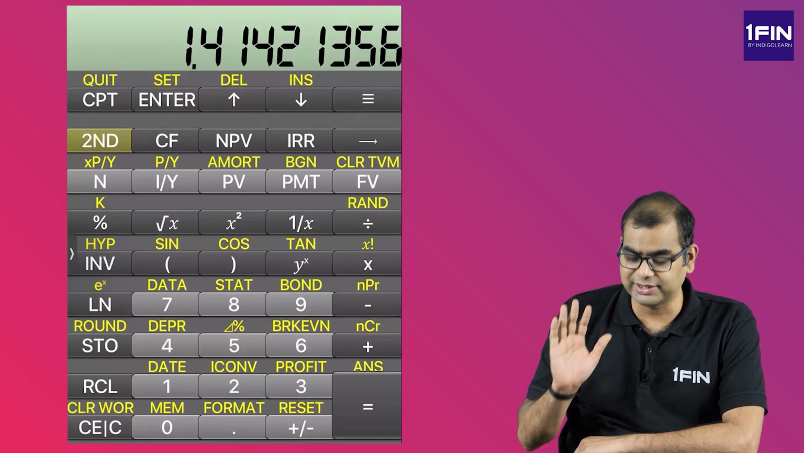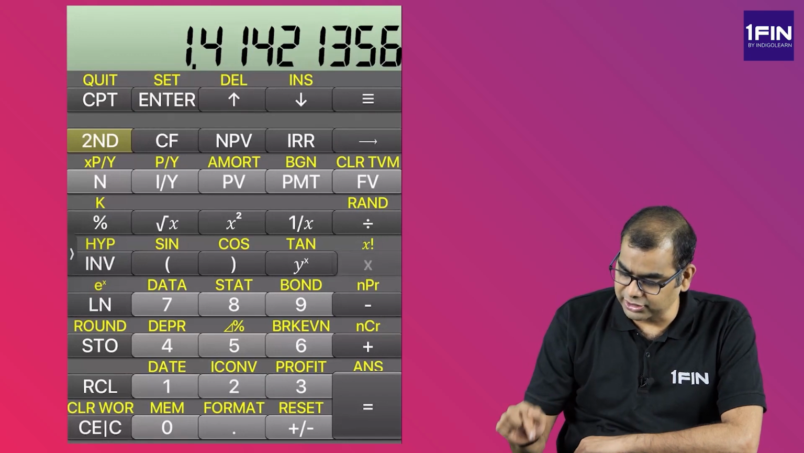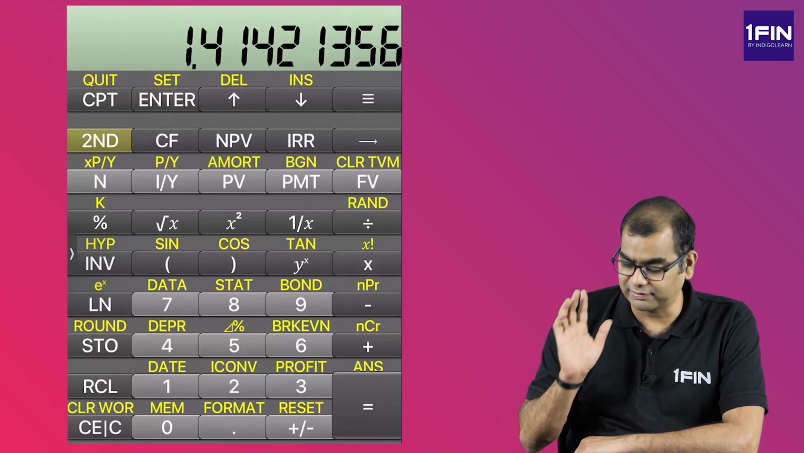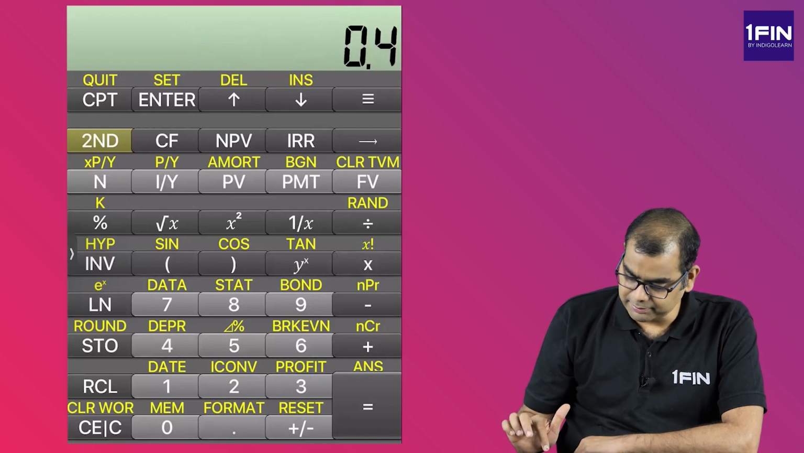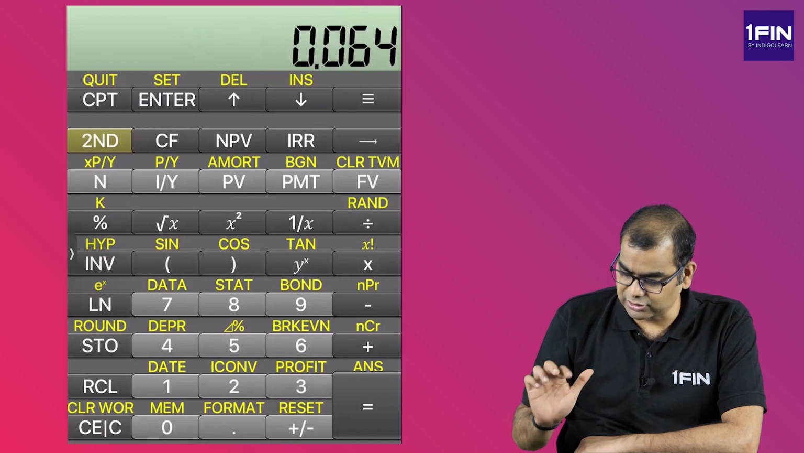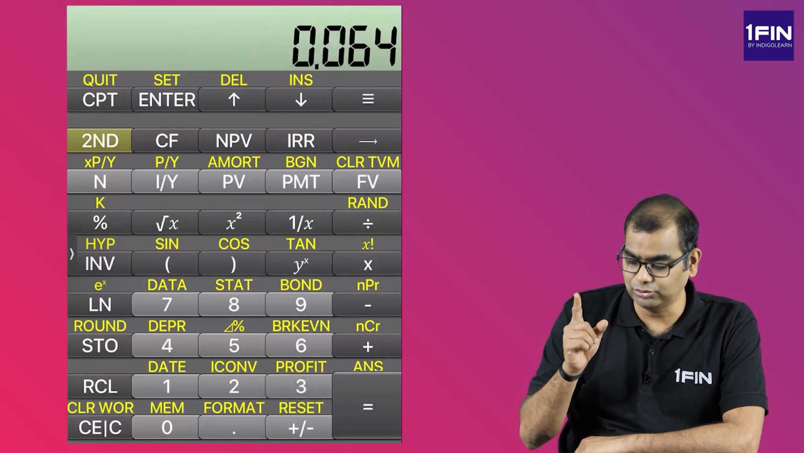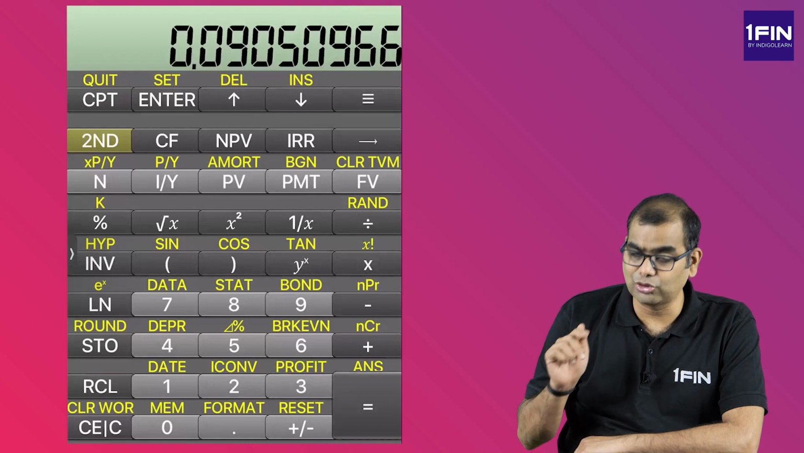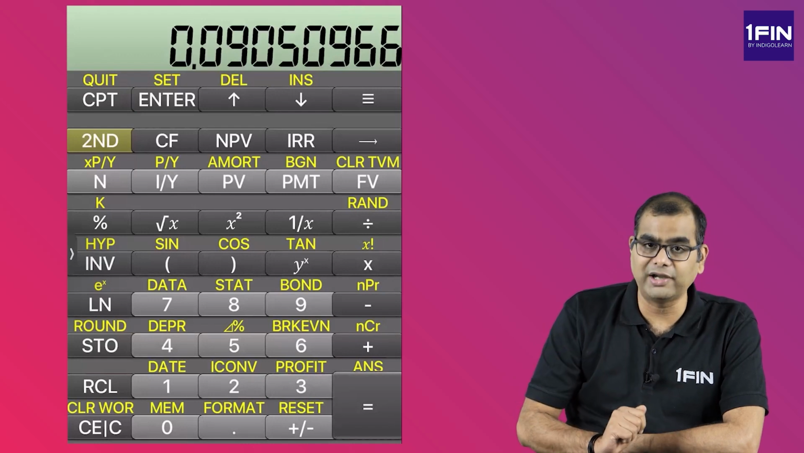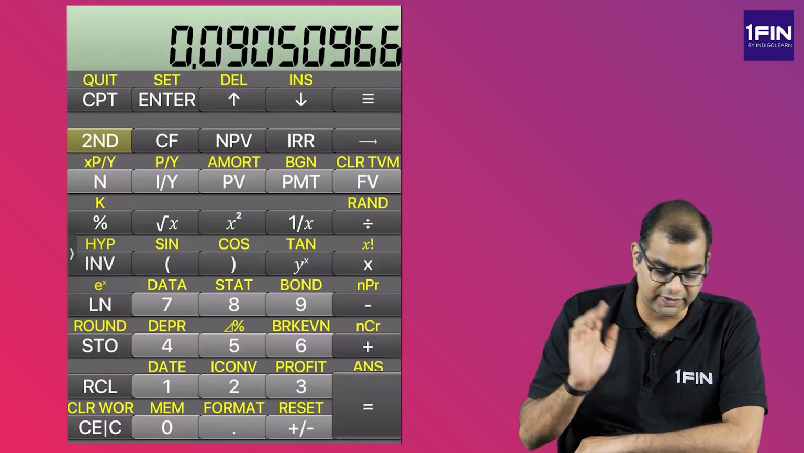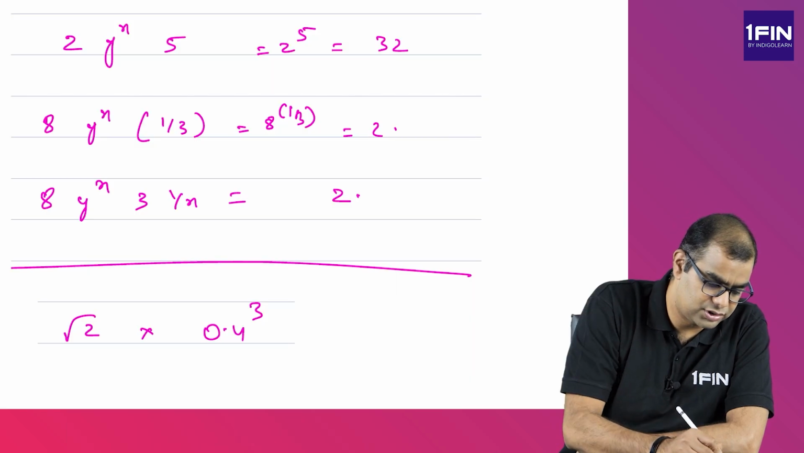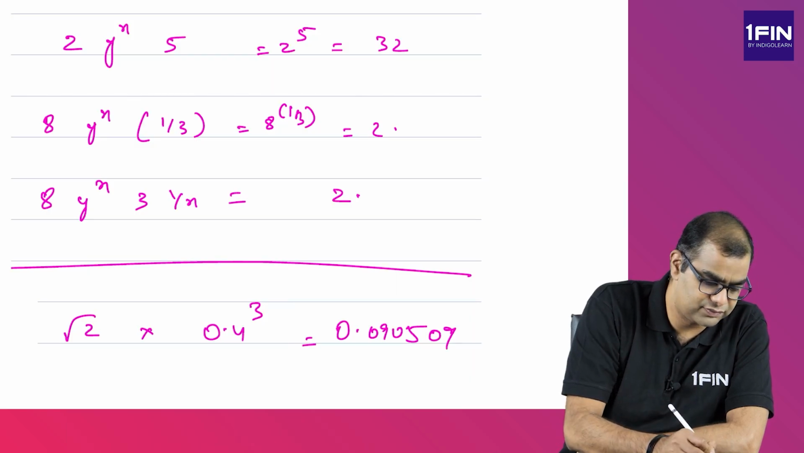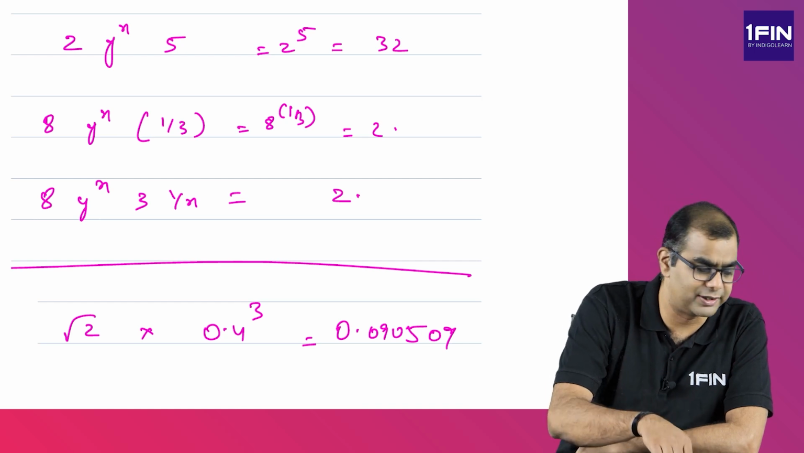But first, look at this using brackets. How can you do it? Square root of 2 into, bracket open, 0.4 y power x power 3, bracket close. It gives you the value. So square root of 2 into 0.4 power 3 is 0.090509. Okay, I have noted it down here.